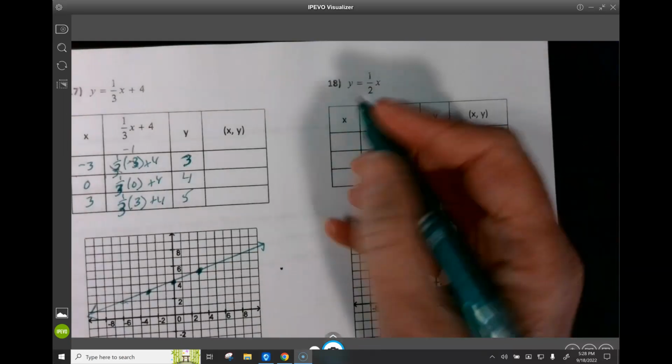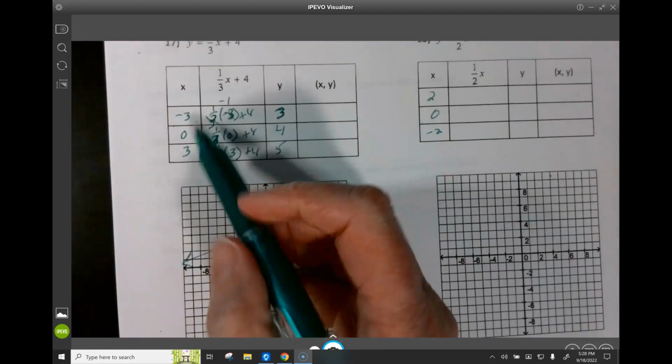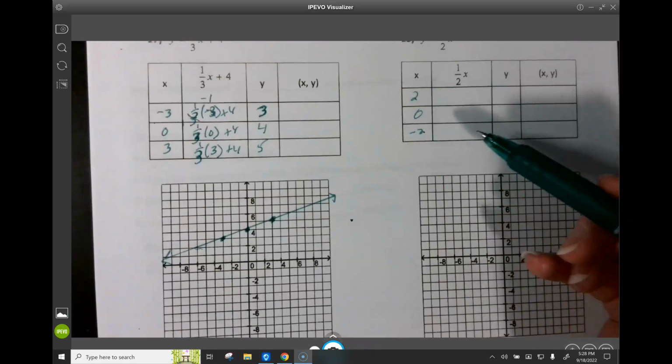We're going to plug in what here? 2, 0, -2. Notice sometimes I do the negative first. It honestly doesn't matter which way you go.